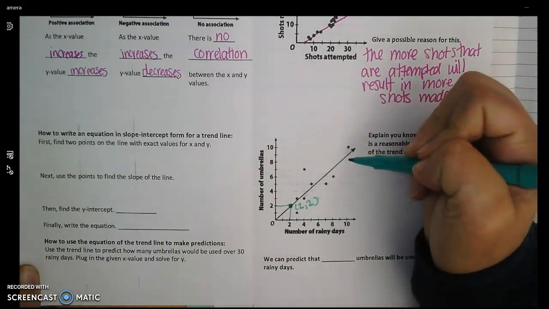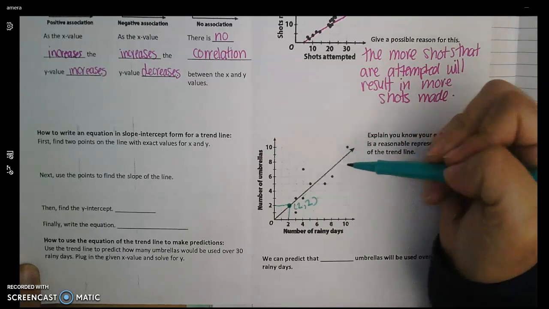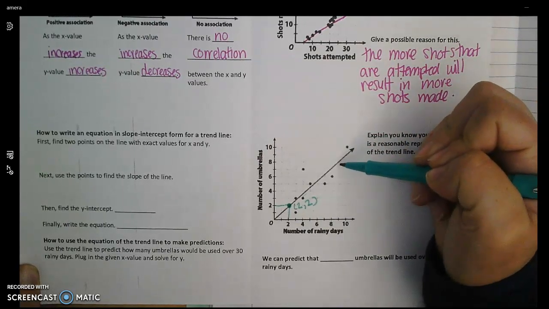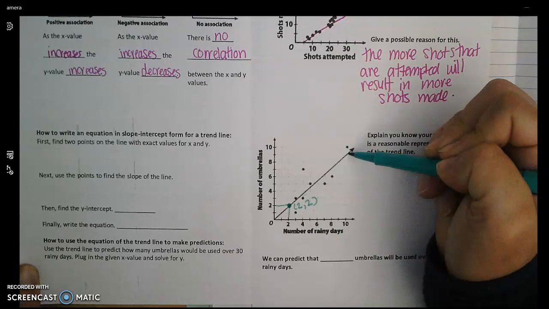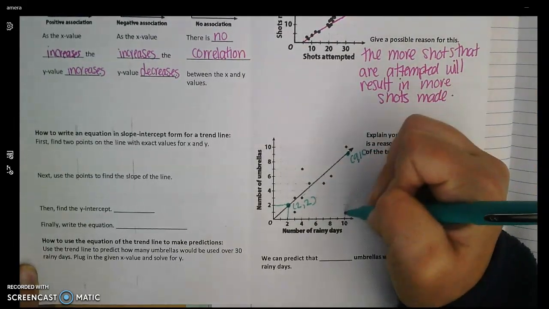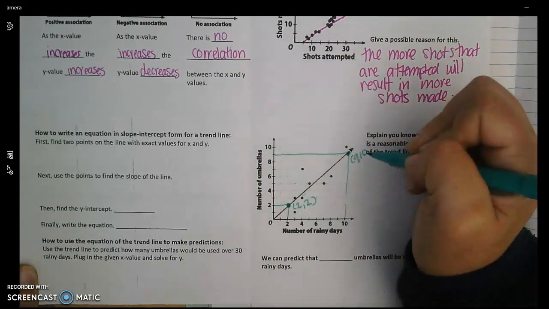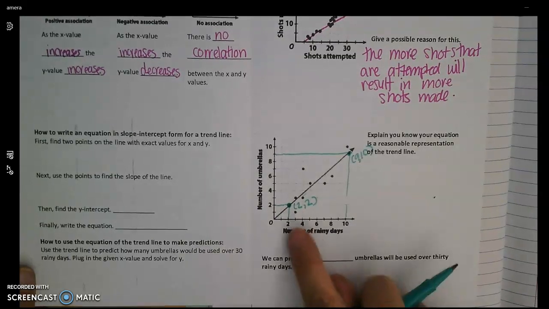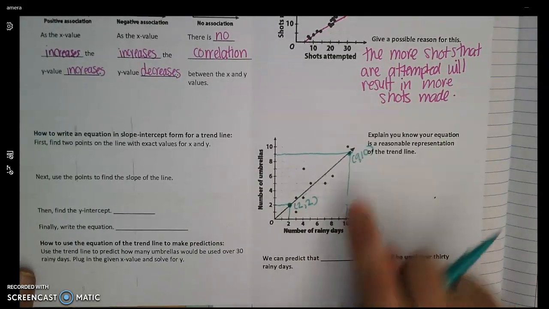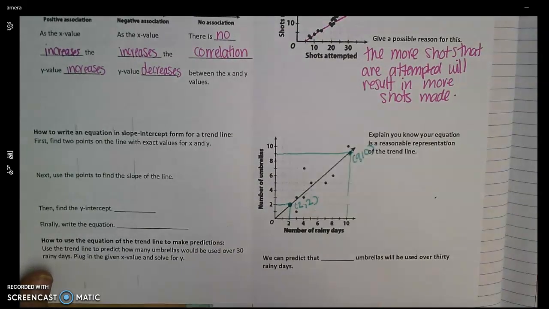Another exact point might be, it's kind of hard to see up at the top here, but I'm thinking probably 9, 10. If I go up and over, yeah, 9, 10 is a good exact point. So I've identified 2 different points on that trend line. I'm then going to use those points to find the slope of the line.